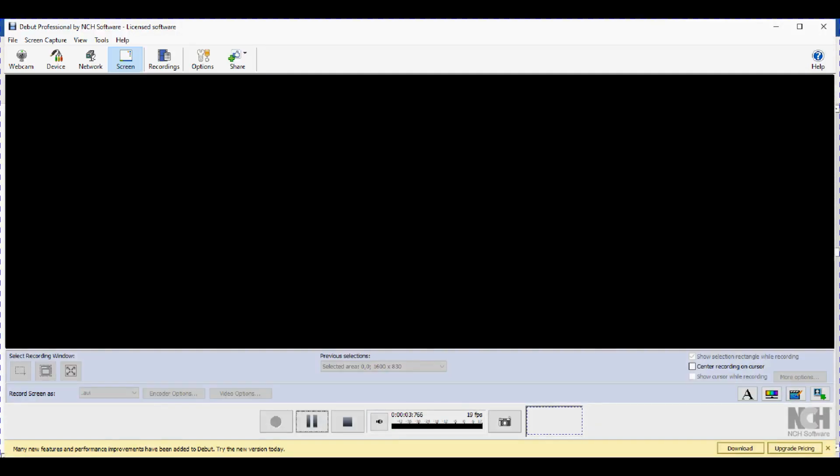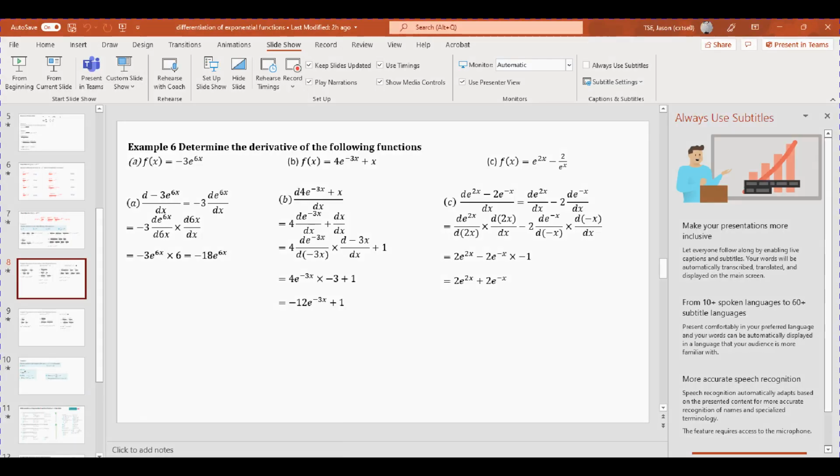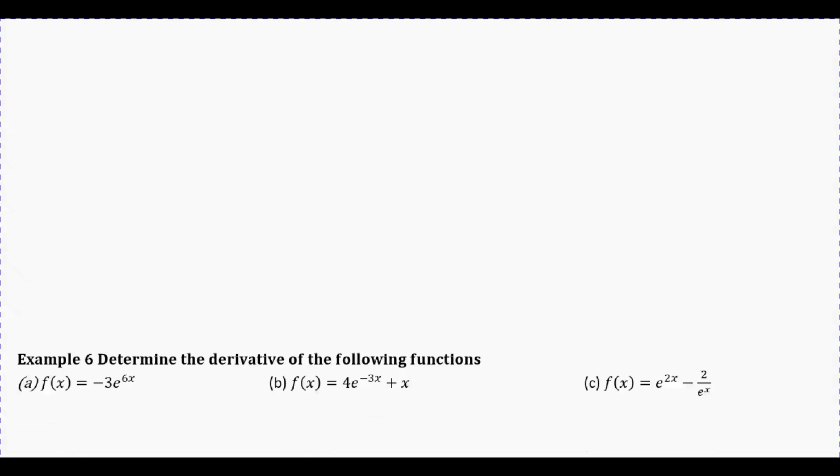Hi. So last time I asked you to try to do those questions in OneNote, and to use the PowerPoint in the OneNote to check whether you got the correct answers. So let's have a look quickly. So here are the answers, right?